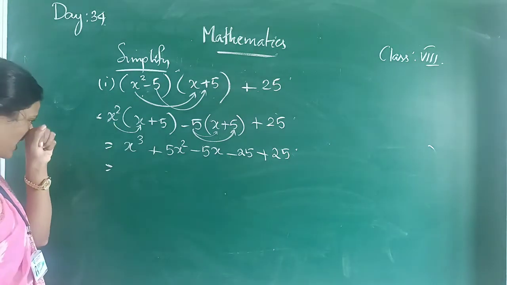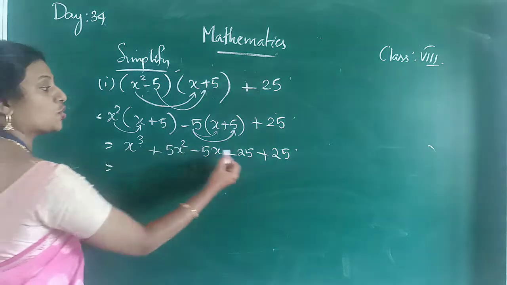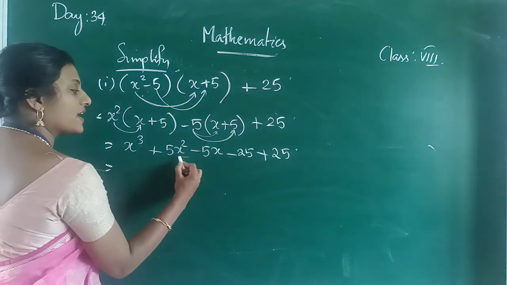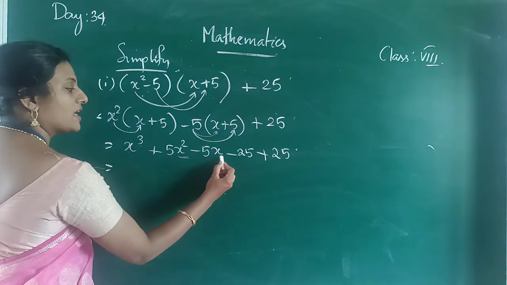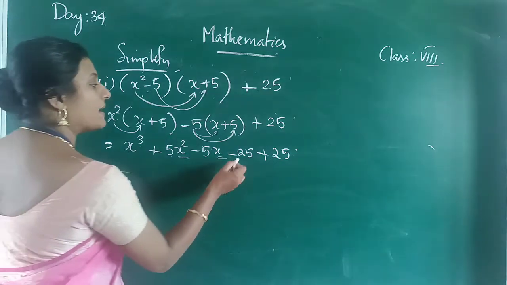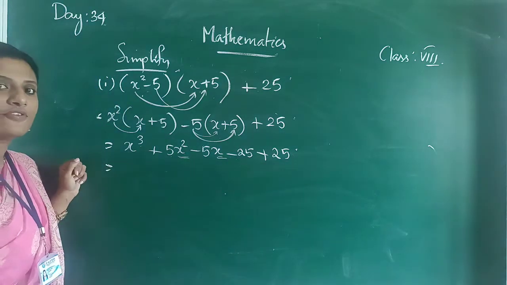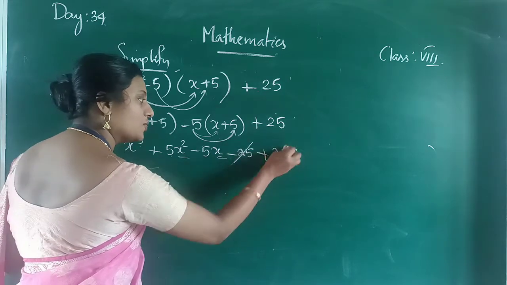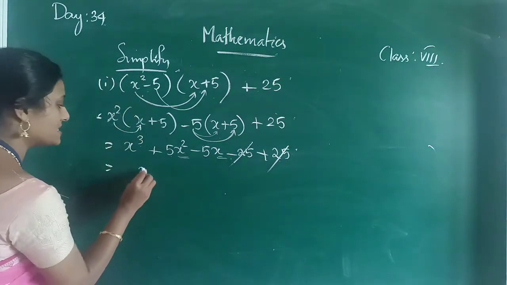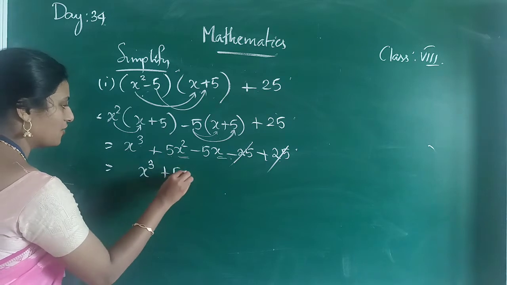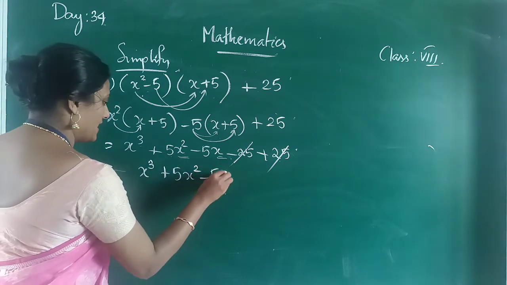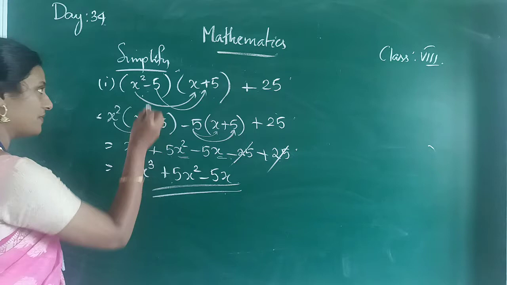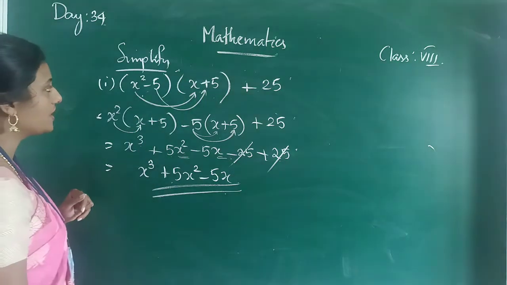Then check whether there are any like terms. X cube, no. 5x square, no. X, no. Minus 25 and plus 25. So wherever you are seeing the same constant with a different sign, you can cancel that number. So what is the answer? X cube plus 5x square minus 5x. So this is the simplified form of the given algebraic expression.